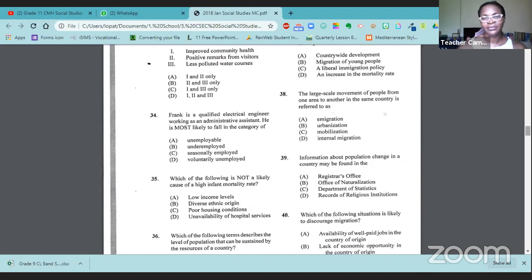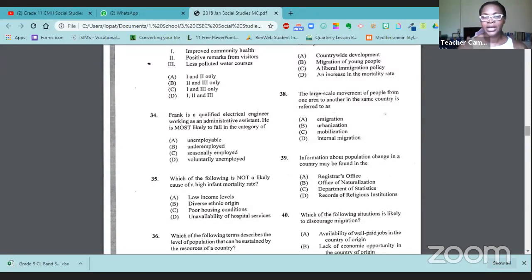The large-scale movement of people from one area to another in the same country is referred to as internal migration. And we have to use transfer of knowledge. Internal, within, migration, movement from one place to the other, all right? And it did say that within the same country, one area to another in the same country.